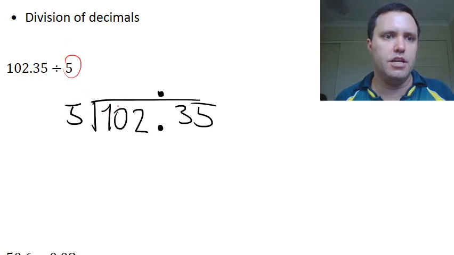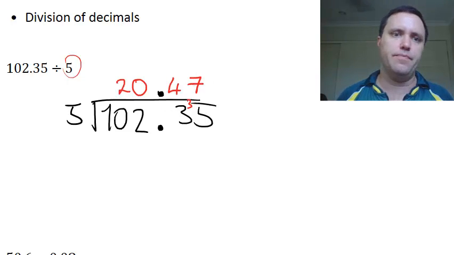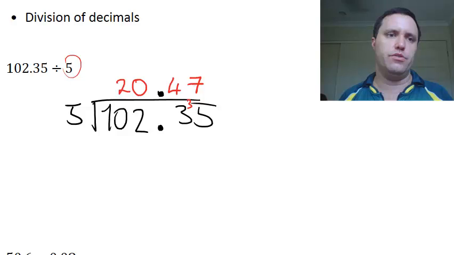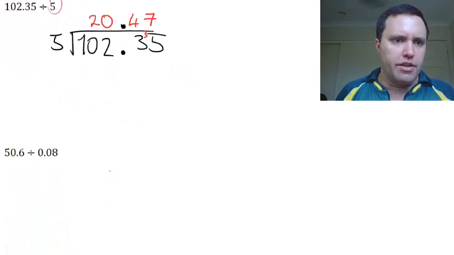5 into 1 is nothing. 5 into 10 is 2. 5 into 2 is nothing. 5 into 23 is 4, remainder 3. 5 into 35 is 7. Done. Okay? So that's how you do your division using decimals if the divisor is greater than 1.